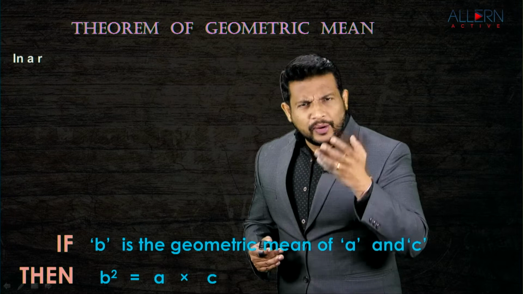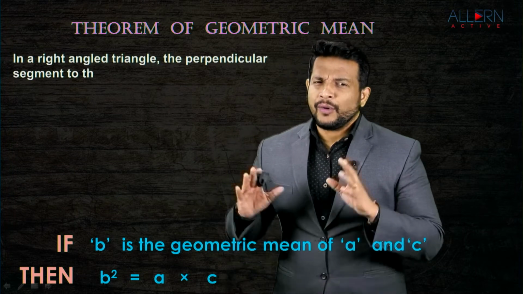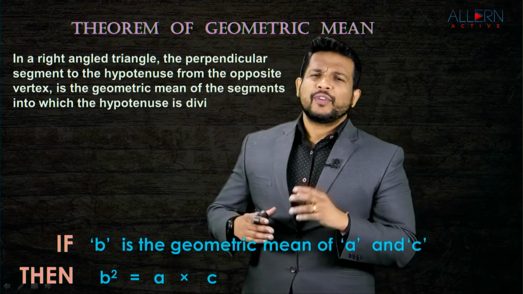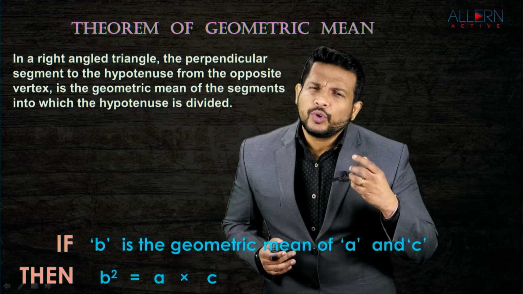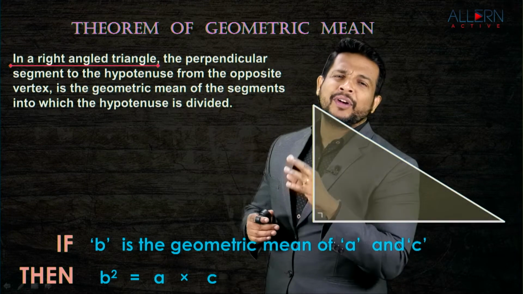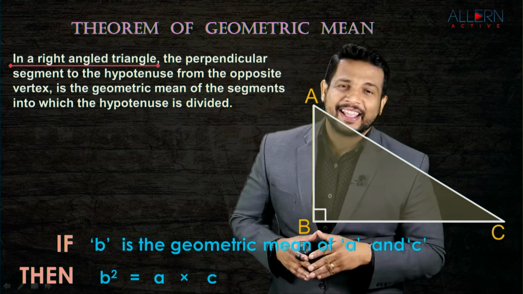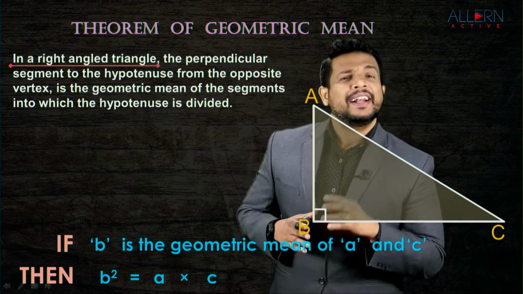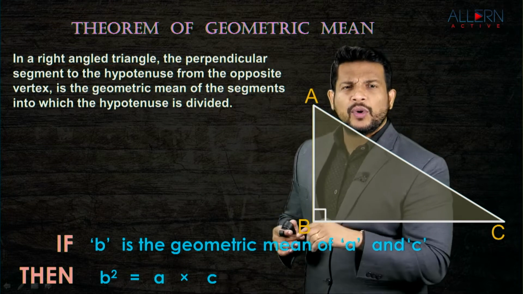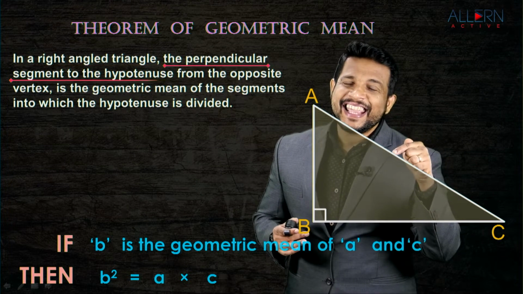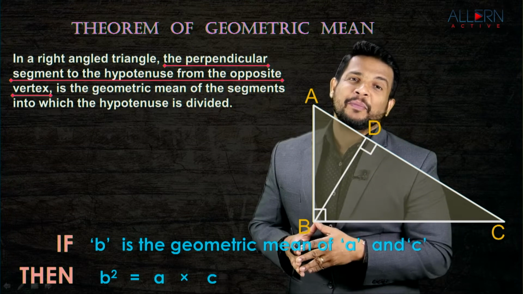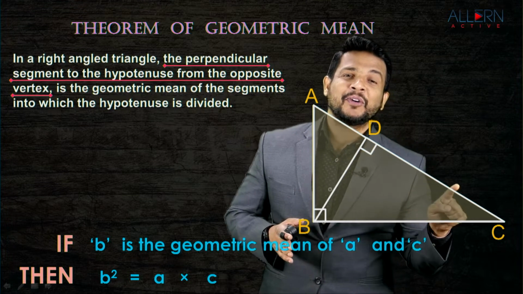Okay. Now let's see the statement of the theorem. It's going to be easy because you know what we mean by geometric mean. From this statement, let's first understand what we are supposed to draw. It says that in a right angle triangle, that means this theorem is applicable only in a right angle triangle. So we have a right angle triangle here, ABC. It says a perpendicular segment to the hypotenuse. What's the hypotenuse here? It is AC, and there's a perpendicular dropped on the hypotenuse. That means from B, BD is the perpendicular on AC.